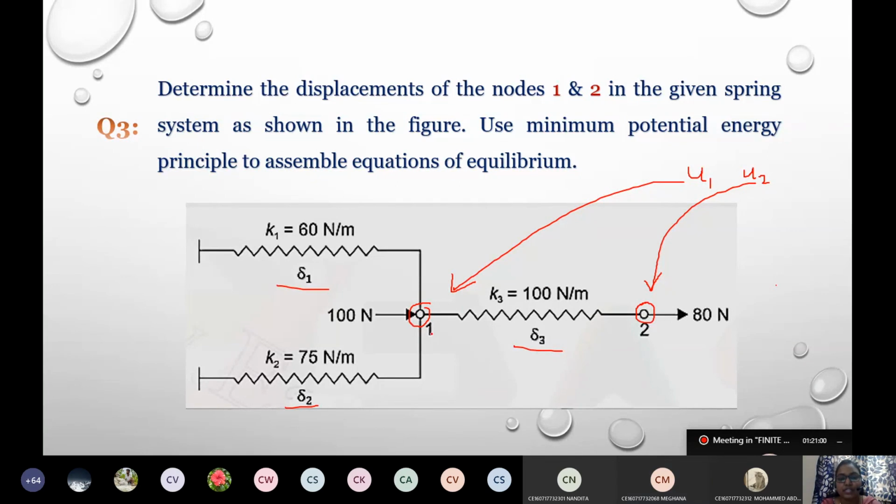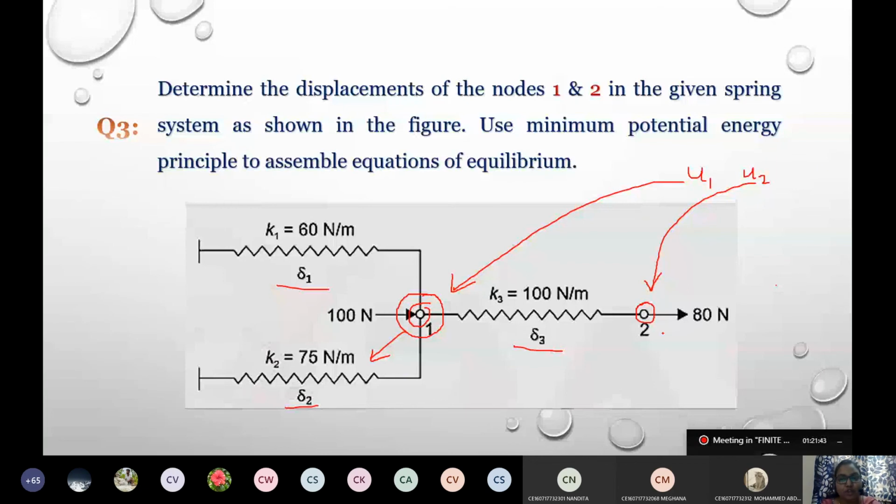Node 1 is associated with spring 1 and spring 2. Delta 1 will be equal to the displacement at node 1 directly, because spring 1 is related to node 1 alone. So delta 1 is equal to U1. Delta 2 is the extension in spring 2, which is also related to node 1 only. It is not related to node 2 anywhere. So delta 2 will also be equal to U1 directly.